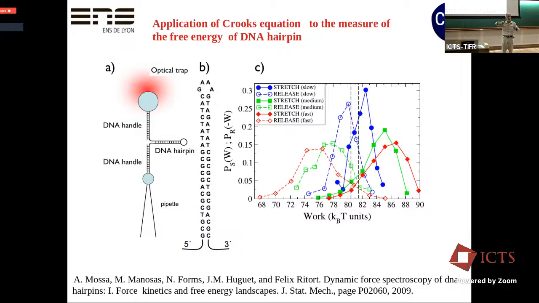I can change the speed at which I'm stretching the system, and what is remarkable here is that, independently of the speed, the PDF of the backward process and the PDF of the forward process cross almost always at the same point, showing that the error of the crossing point is not very large, and so this allows you to measure directly the free energy of a DNA hairpin.